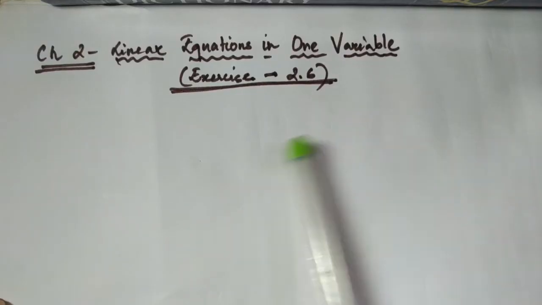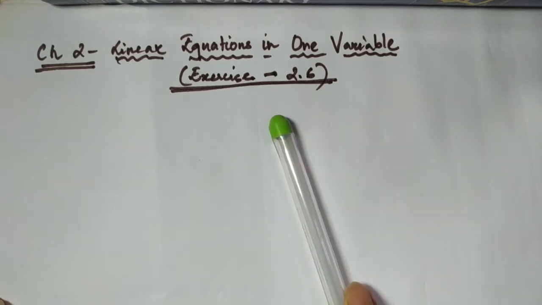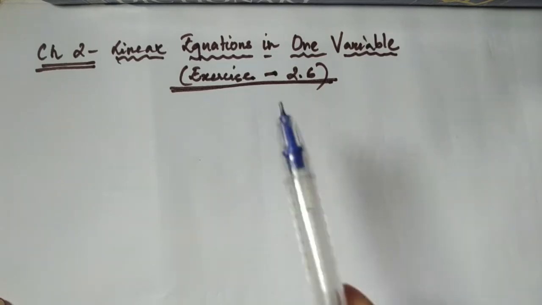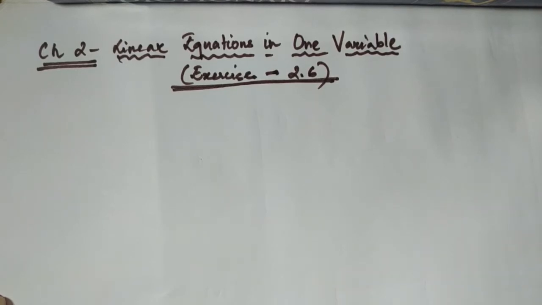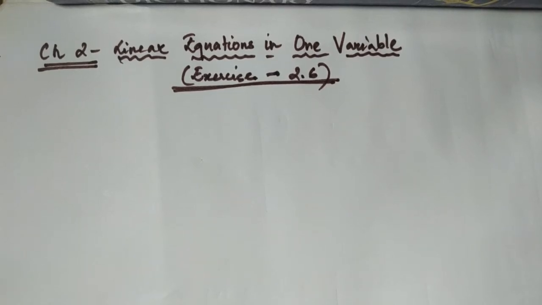Hello students. Today we will be doing the last exercise of our chapter 2, that is exercise 2.6 of the chapter Linear Equations in One Variable. Till now I am very hopeful that you are clear with how to solve a linear equation and how to form a linear equation from the given problem sum. So we have a few more in this exercise.